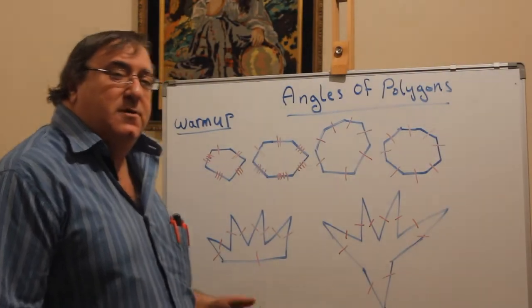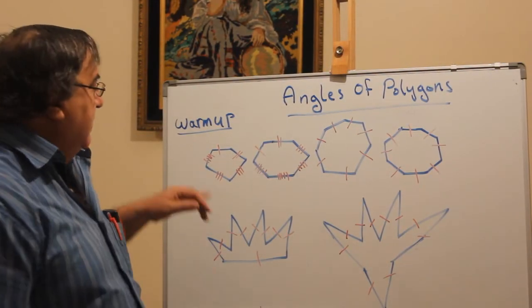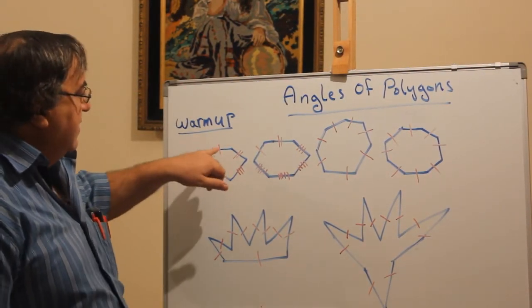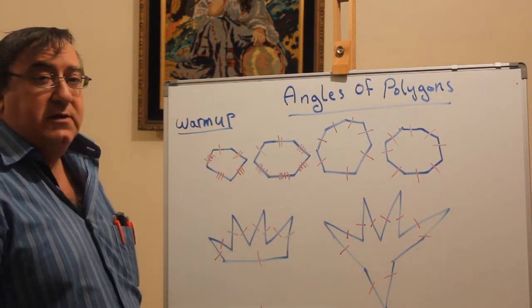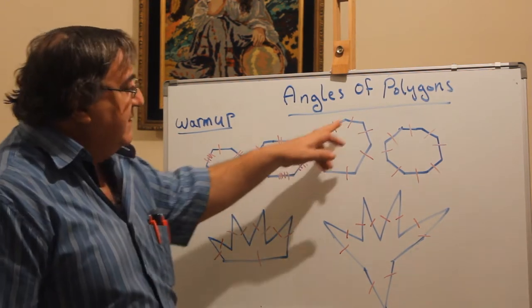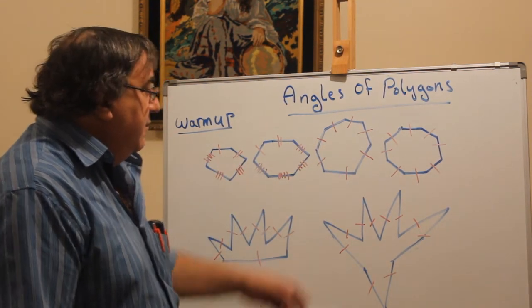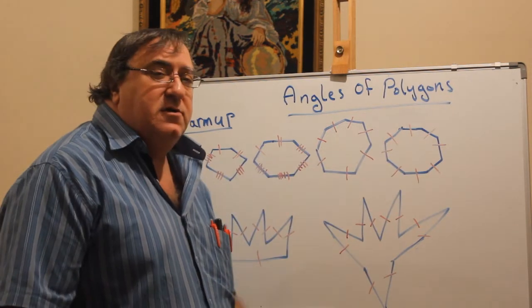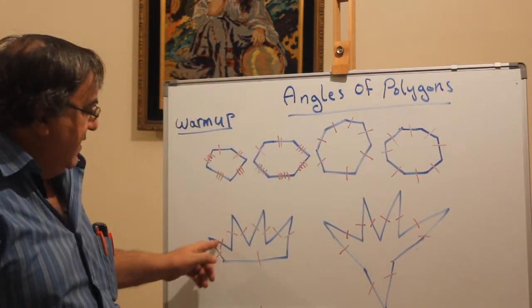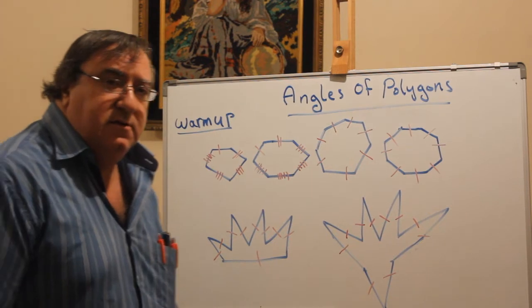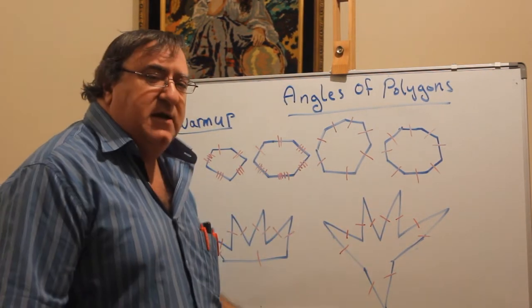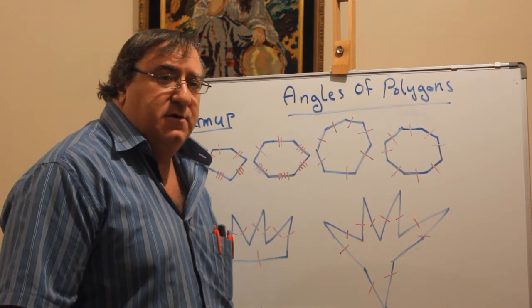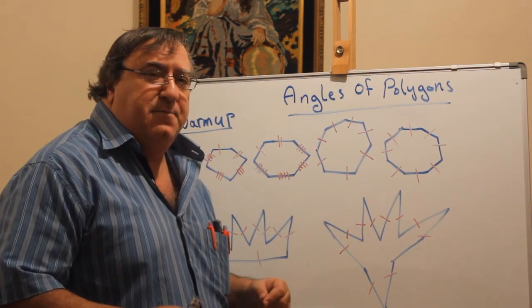Okay, now the next polygon will be of 5 sides. This is a polygon of 5 sides: 1, 2, 3, 4, 5. We call it pentagon. 6 sides, we call it hexagon. 7 sides, we call it heptagon. 8 sides, we call it octagon. 9 sides, we call it nonagon. And the last, 10 sides, we call it decagon. Now, our warm-up will continue in this way.